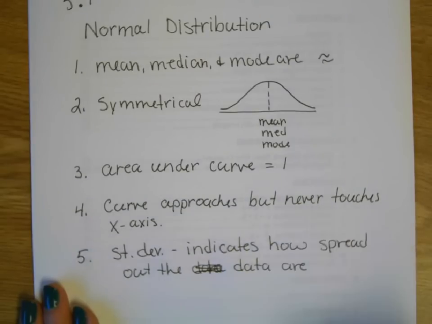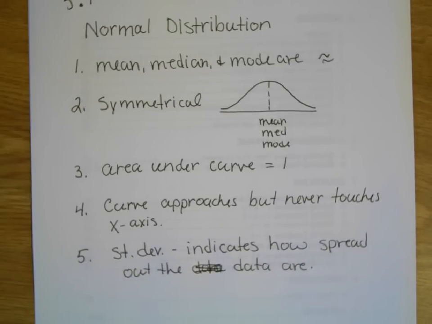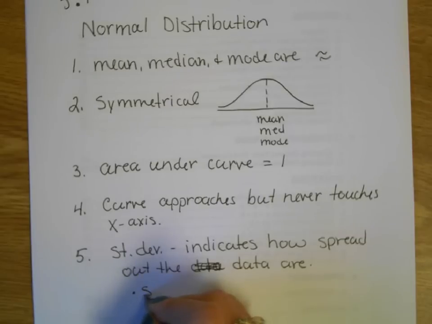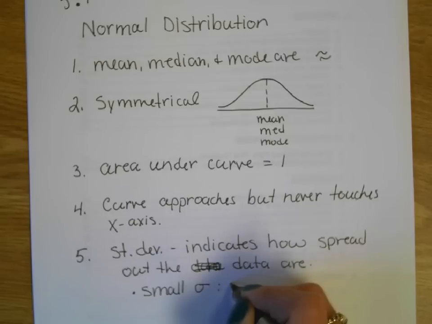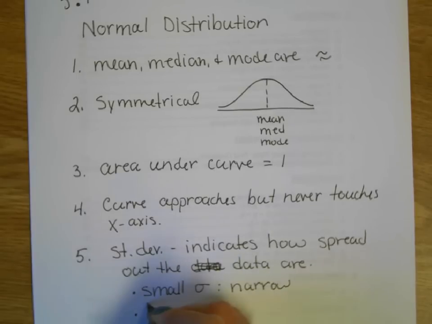Wait, spread out the what? The data are. Or not values? Yeah, it doesn't matter. Values, data, same thing. So if you have a small standard deviation, everything's packed together, the graph is going to be really narrow. So a small standard deviation is going to give you a narrow graph. If you have a large standard deviation, it means they're way spread out, the graph is going to be really wide.